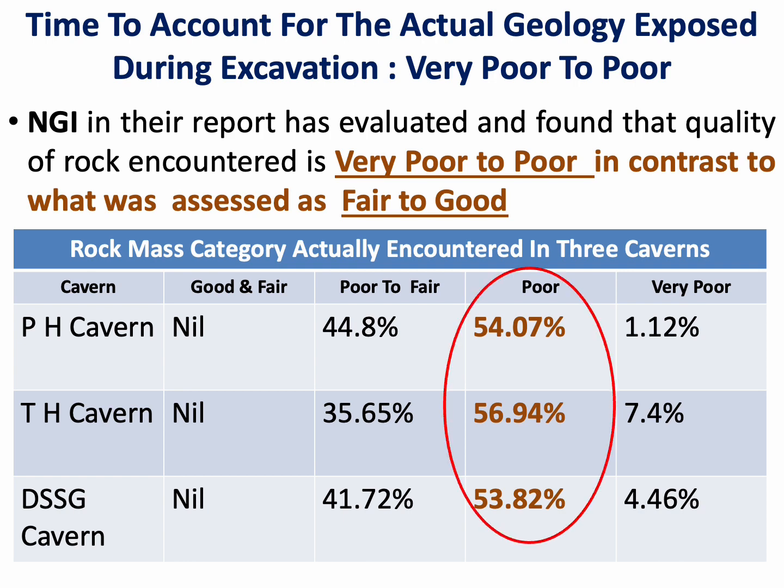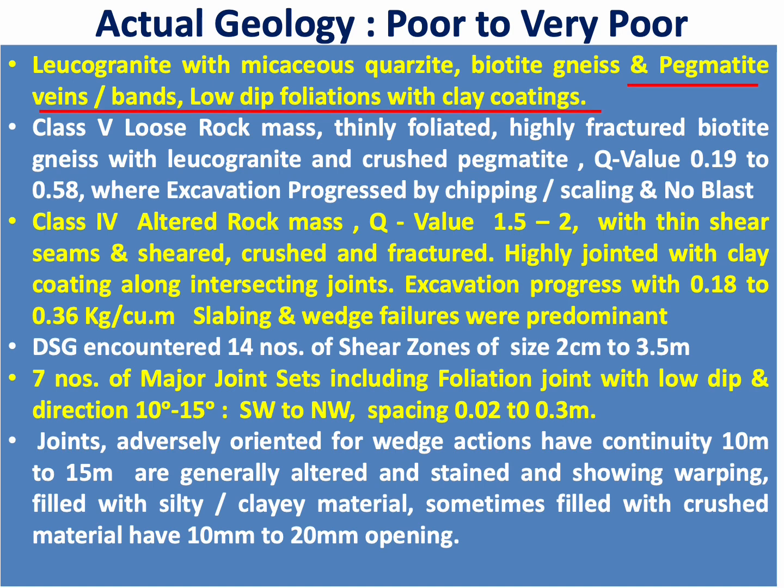So if we see, then the poor rock mass in the three caverns comprises powerhouse 54%, transformer cavern 56%, and downstream surge gallery around 54%, which lies in the range of poor rock mass. In downstream surge gallery 4.5%, transformer 7.4%, and in powerhouse cavern 1% comes under very poor conditions, and poor to fair are this, and there is no good and fair rock. So actual geology is poor to very poor.